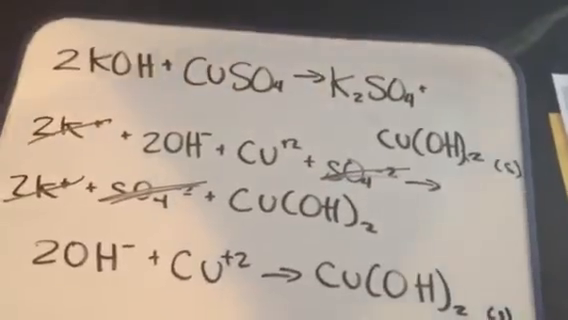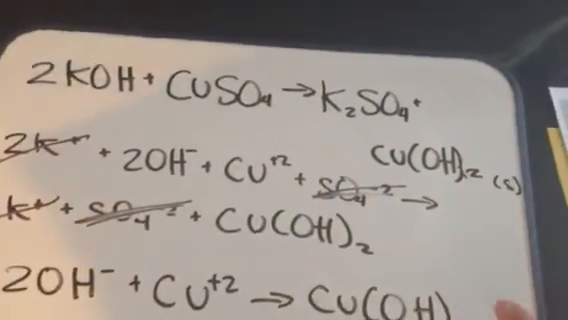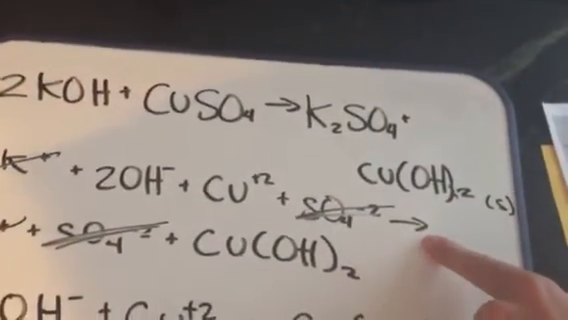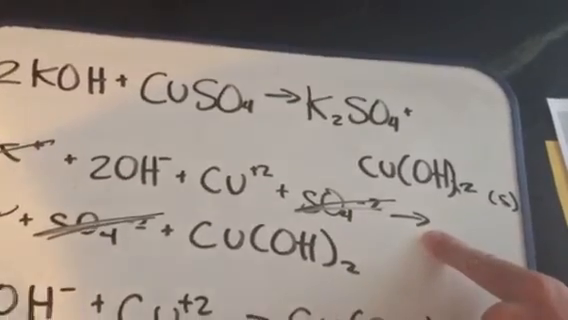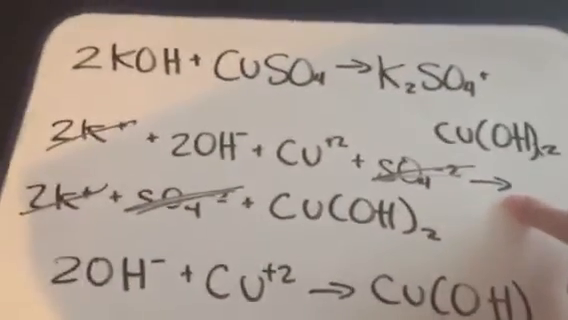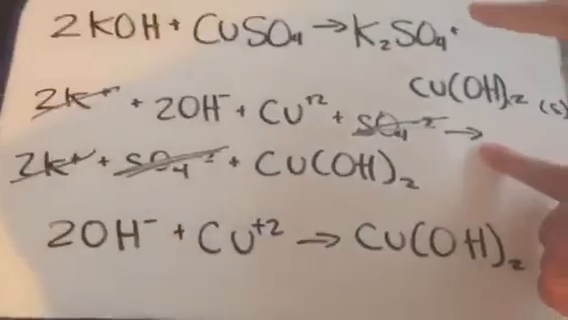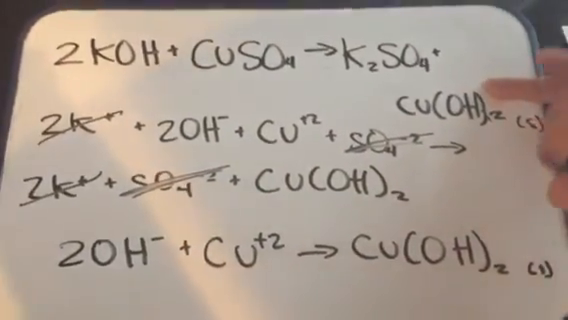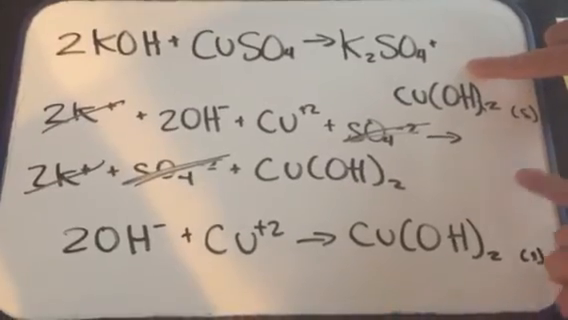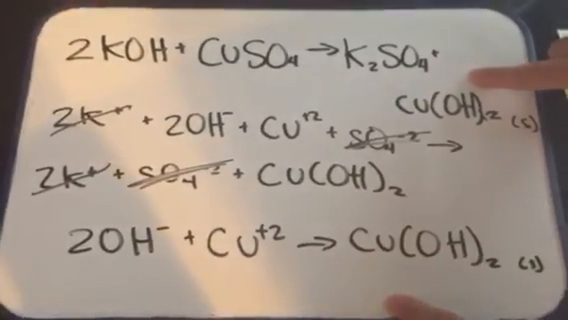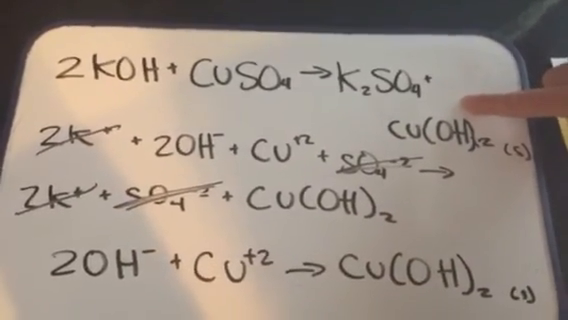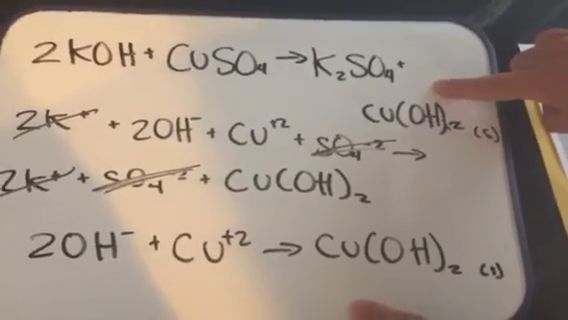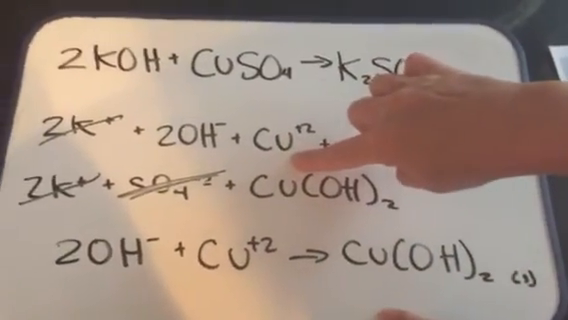For a time-saving step, you could, for the lab, skip this step, right? Once you recognize what the precipitate is, and you know that it's here, you could skip straight from the molecular equation to the net ionic equation. With practice, I think you guys can save yourself some time and eliminate this middle step, okay?